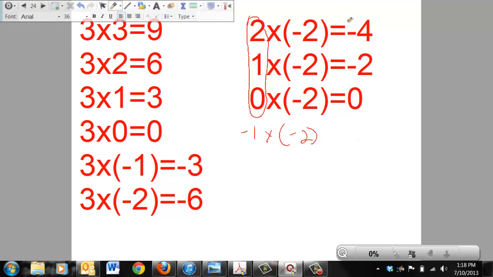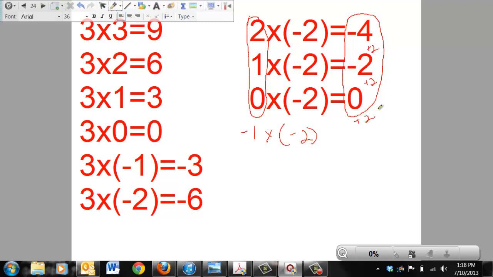Now, big question is, what is going on in this column? What kind of change is taking place? Actually, it is increasing by 2. Negative 4 plus 2 is negative 2. Negative 2 plus 2 is 0. So the next plus 2 is going to lead us to what?